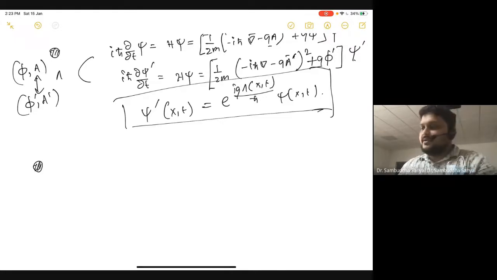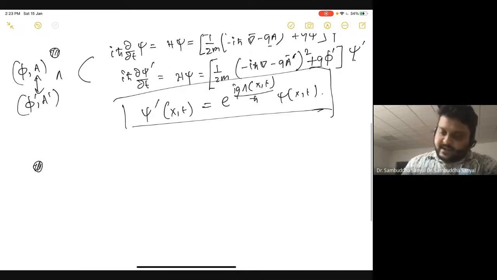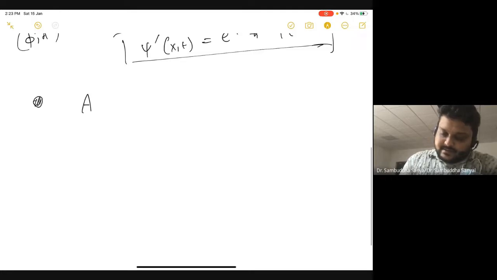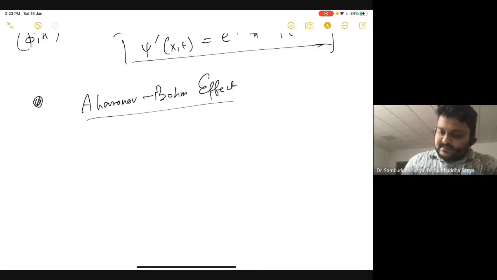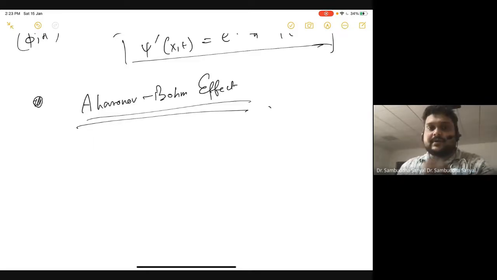Okay, so let's talk about a simple problem. The best place to read it is Griffiths. So the problem is the following. Let's say I have a solenoid. This is the famous experiment which shows how you can manipulate the phase of a wave function, even though it is not seeing a magnetic field or a particular field.